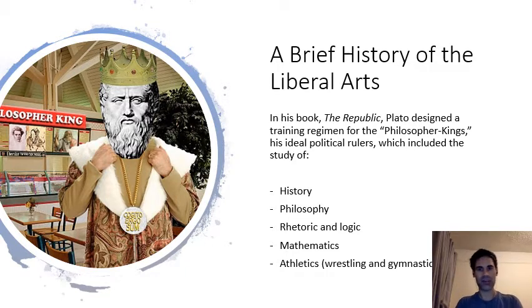And in this book, Plato designed a training regimen for the philosopher kings, who were these ideal political rulers that he wrote about. And this training regimen included the study of history, philosophy, rhetoric and logic, mathematics, as well as athletics, such as wrestling and gymnastics. So as you can see, wellness and fitness in the Dutch Community College curriculum fits perfectly in Plato's, what is it called, in his training regimen.